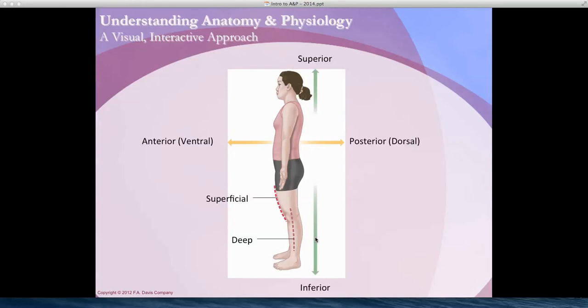Anterior or ventral is towards the front of the body, and posterior or dorsal is towards the back of the body. So we'll talk about differentiating places on the body, and those are two terms that are going to be used very, very often. It's really important that you understand these anatomical terms, so later on when I say on the anterior section of the body, you'll know that means on the front side of my body.